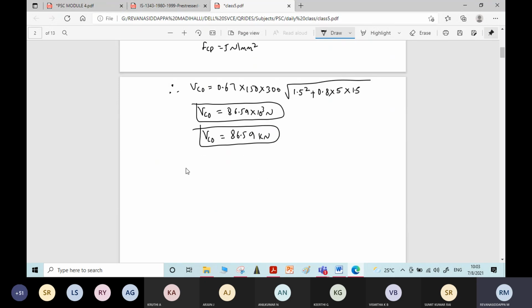Okay, below you write comparing VC naught with VU, that is 150 kilonewton. Comparing, VC naught is less than VU, therefore provide shear reinforcement.